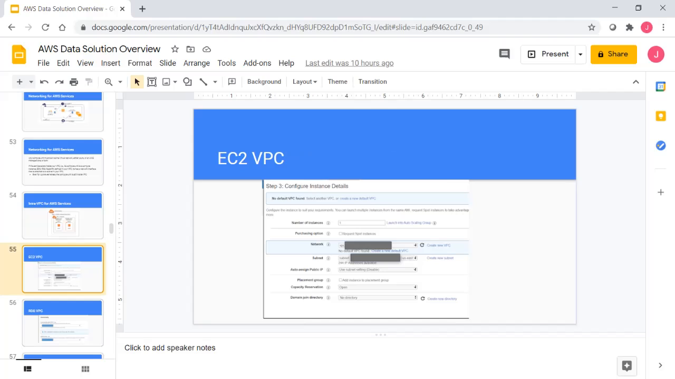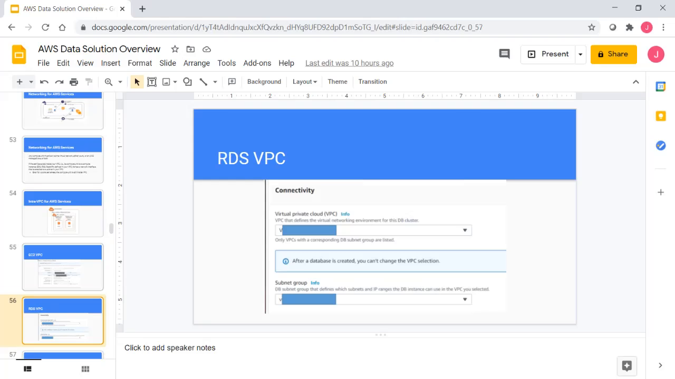How do you know a resource or a web service is defined within the VPC? When you provision that service, if you see an option to choose the VPC, that's when it's defined inside the VPC. And for EC2, you also need to define a subnet because EC2 is just one instance. It has to exist somewhere in the machine rack, right?